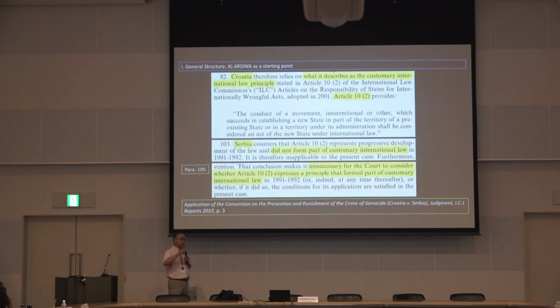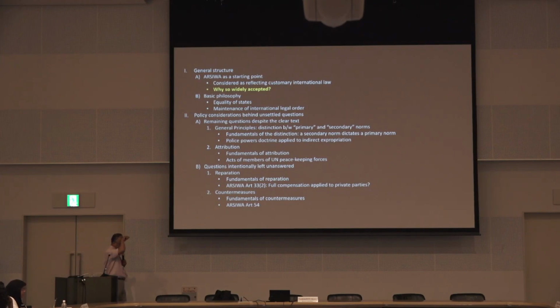But of course, it is not necessarily always the case, particularly when the disputing parties do not agree on the customary nature of specific provisions. Courts and tribunals tend to avoid taking specific positions on that. But basically speaking, many of the provisions of the Articles on State Responsibility are now considered to be part of customary international law. So why are the Articles on State Responsibility so widely accepted in practice, by disputing parties, by courts and tribunals, and by academic writings?